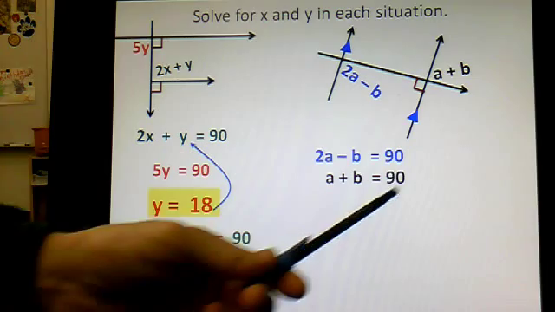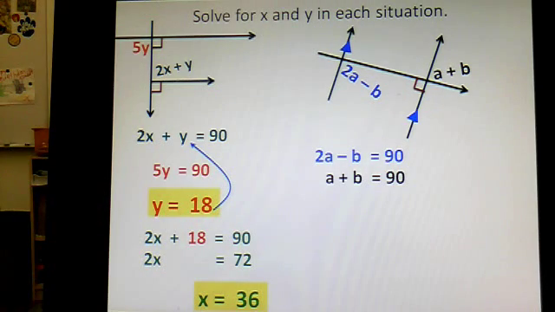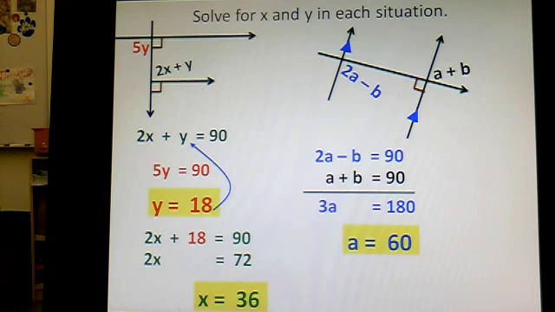And I'm showing this intentionally like this. I set you up to use elimination on here if you'd like. Combine those equations, the b's should eliminate. You get 3a equals 180, and of course a has got to be 60. And I would say this is probably the easier place to plug in. If a is 60, b logically would have to be 30, because they have to add to 90.